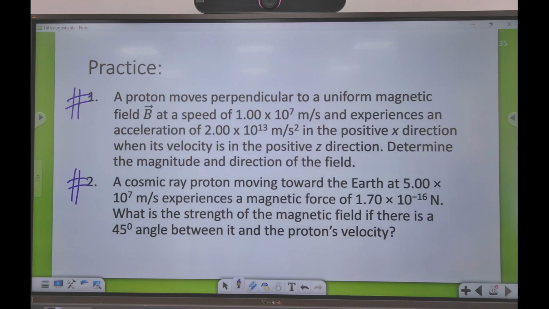3 times 10 to the power negative. But I asked you to solve both. 2.09 multiplied by 10 to the power minus 2 for the first one? Okay, anyone else? But what about the direction of the field? Negative j? Okay. Okay, anyone else?